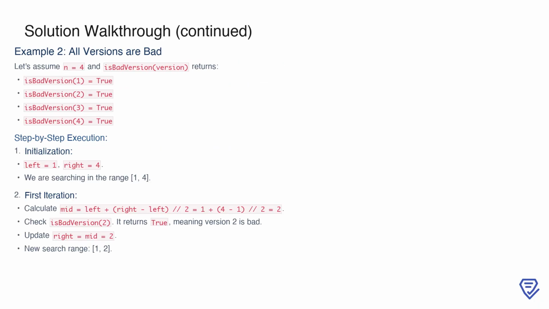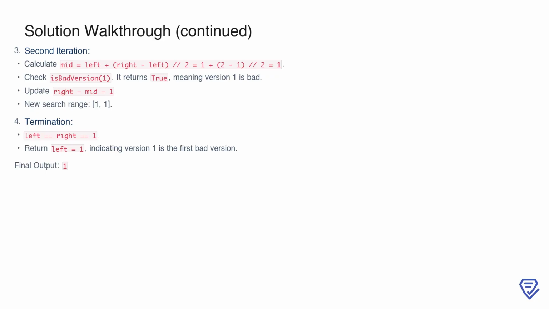Now, let's consider a case where all versions are bad. Here, n equals 4, and the isBadVersion function returns true for every version from 1 to 4. We start with left equals 1 and right equals 4, covering the entire range of versions. In the first iteration, we calculate mid = 1 + (4 - 1) // 2 = 2. Checking isBadVersion(2) returns true, meaning version 2 is bad. Since the first bad version must be at mid or earlier, we update the range by setting right equals mid, narrowing it to [1, 2].